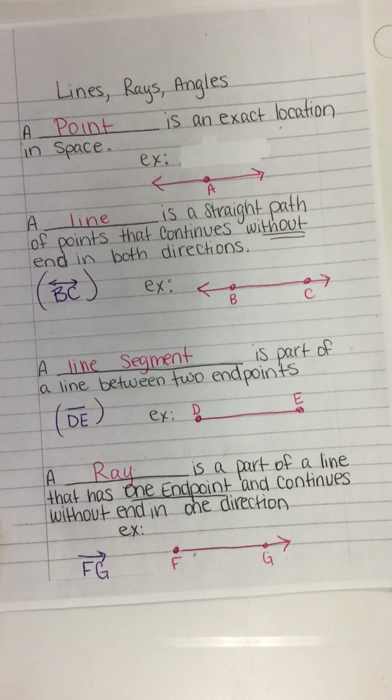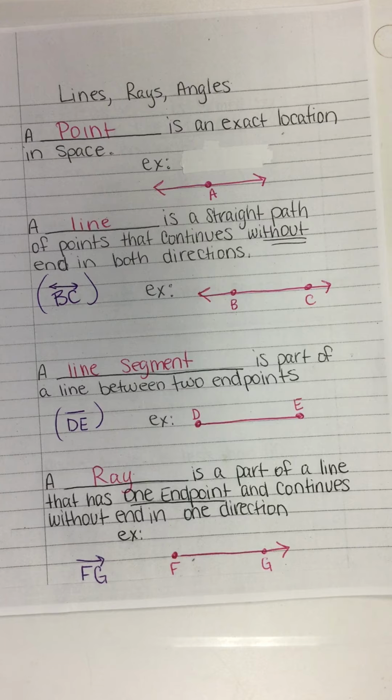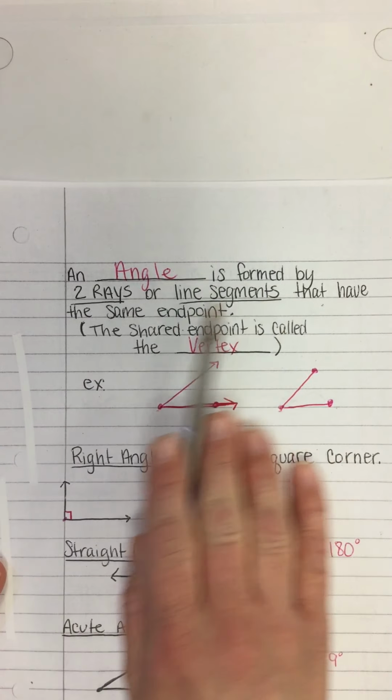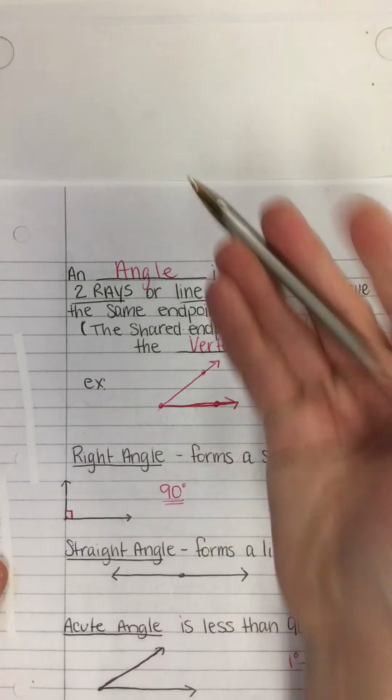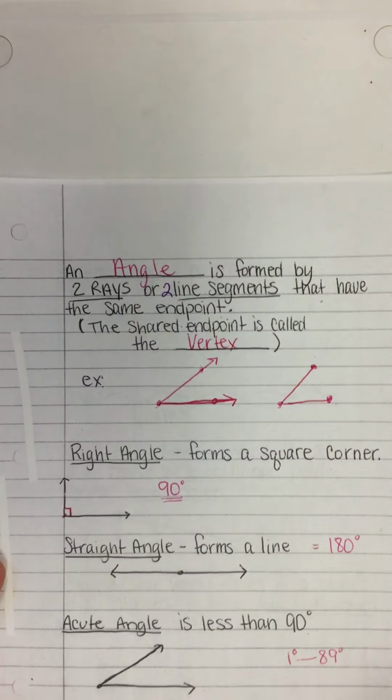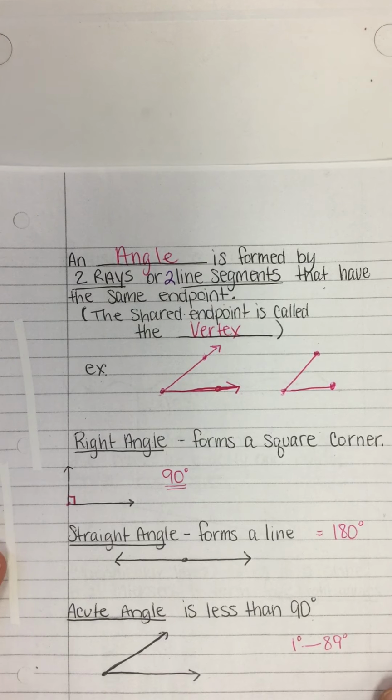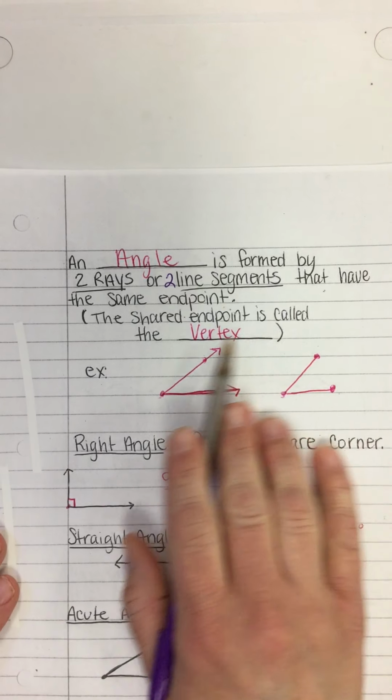Okay, so let's look at the angles. An angle is formed by two rays or two line segments, that should have been included, that have the same endpoint. The shared endpoint is the vertex.